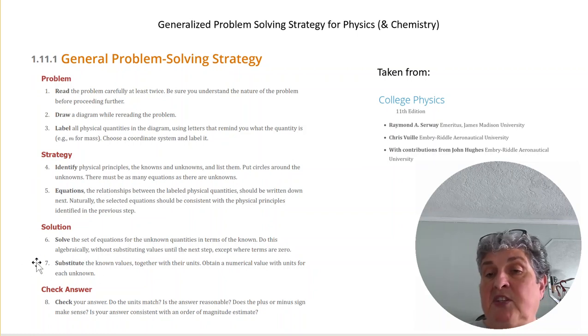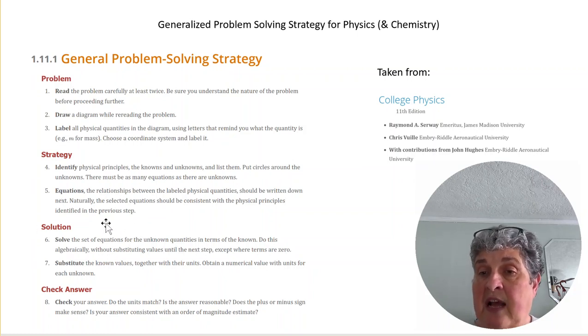We're going to substitute the known values for the problem. In physics, you may want to do it algebraically first. So you want to look at it there, and then you want to check your answer. Does your answer make sense?